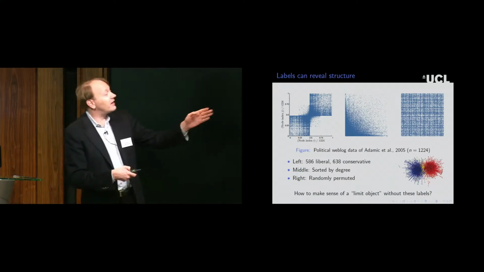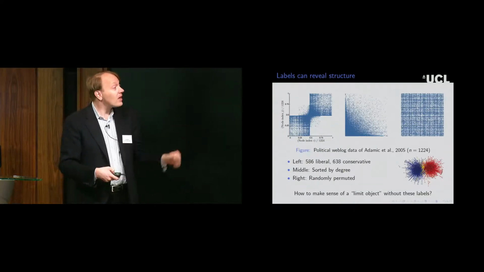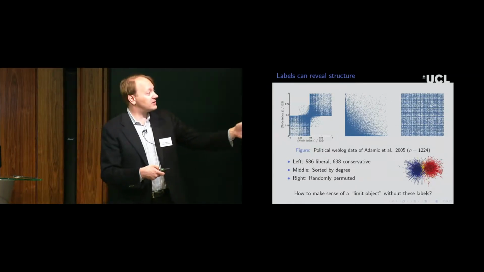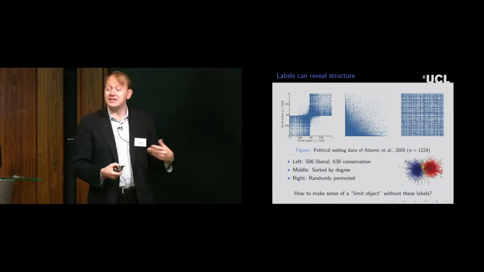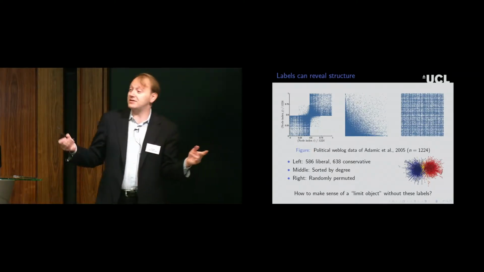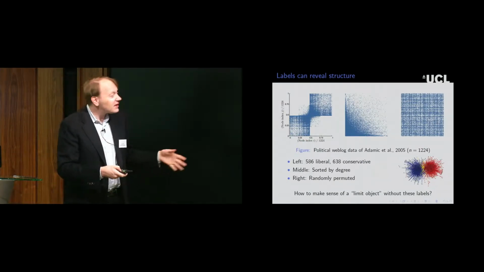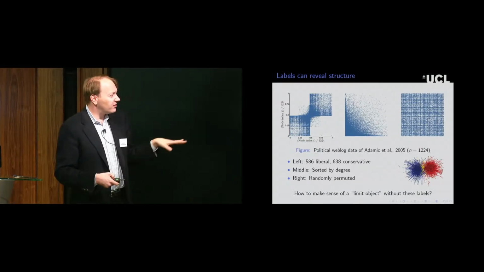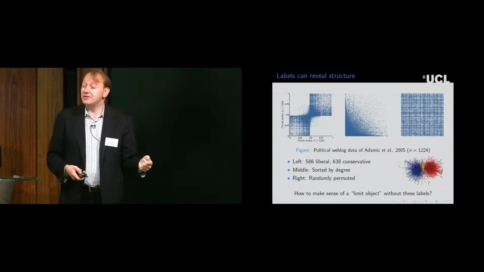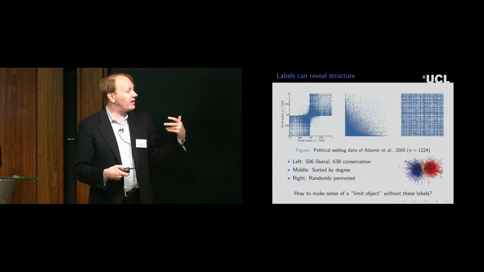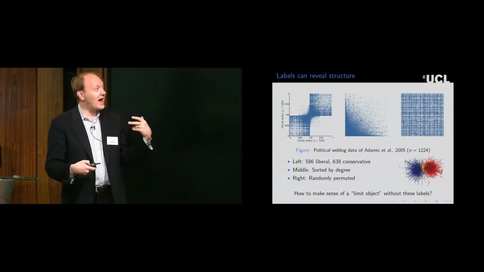On the other hand, if I rearrange from sparsest to densest or densest to sparsest, I get something like this. And of course, if I apply a random permutation to an ordering like either the one on the left or the one in the center, I get something in which the structure is completely obscured. Okay? So, as I said before, the question really underlying this is, how do I make sense of a limit object without these labels? Or in other words, how do I talk about the metric structure of an object in a way that is invariant to how it's ordered?